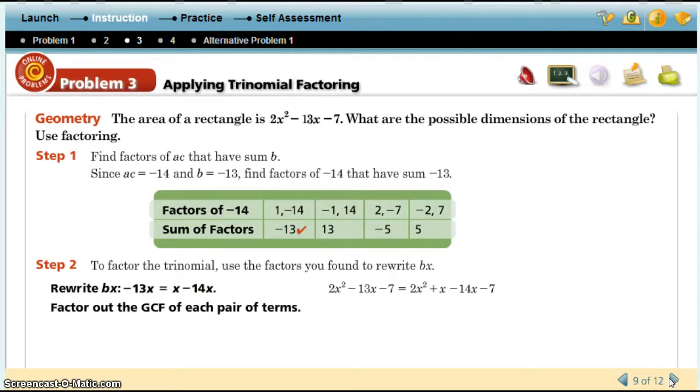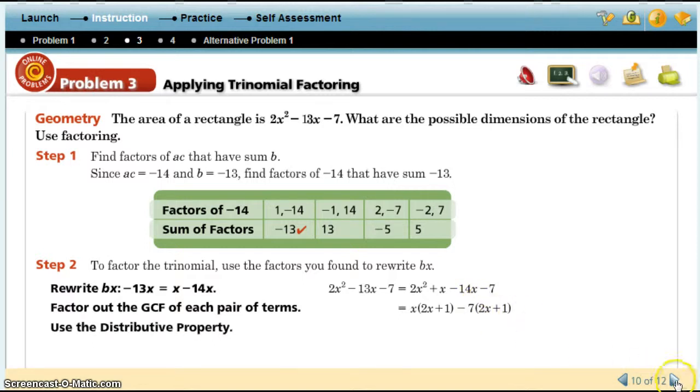Factor out the greatest common factor of each pair of terms. Now notice, this is extremely important. Negative 14 and negative 7 have a negative 7 in common. They're not just taking out a 7, which would make that a plus sign. They're actually taking out a negative 7, because dividing both of these terms by a negative number is what will change them to a positive. So be very careful with that.